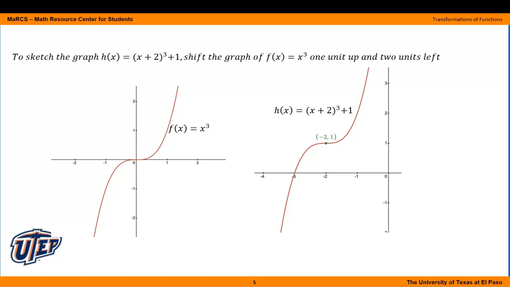Now let's look at a function with both horizontal and vertical shifts. H of x is equal to (x plus 2) cubed plus 1. Breaking it down, the plus 1 is outside, so this is going to shift the graph up. X plus 2 is inside. This is going to shift the graph left 2. Again, remember, horizontal shifts go in the opposite direction. So this graph moves up and to the left.